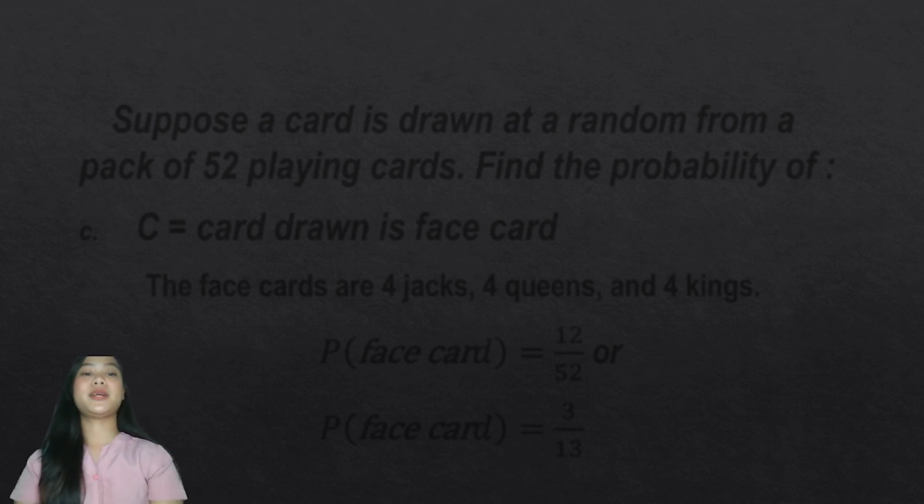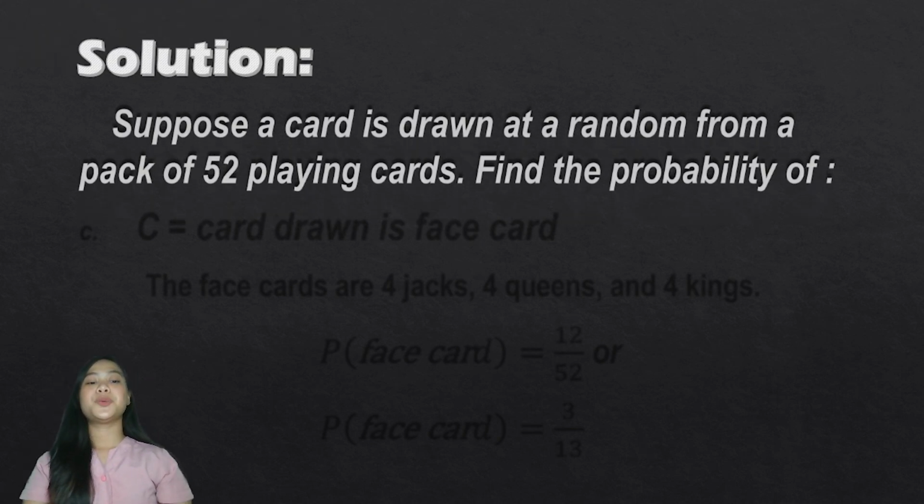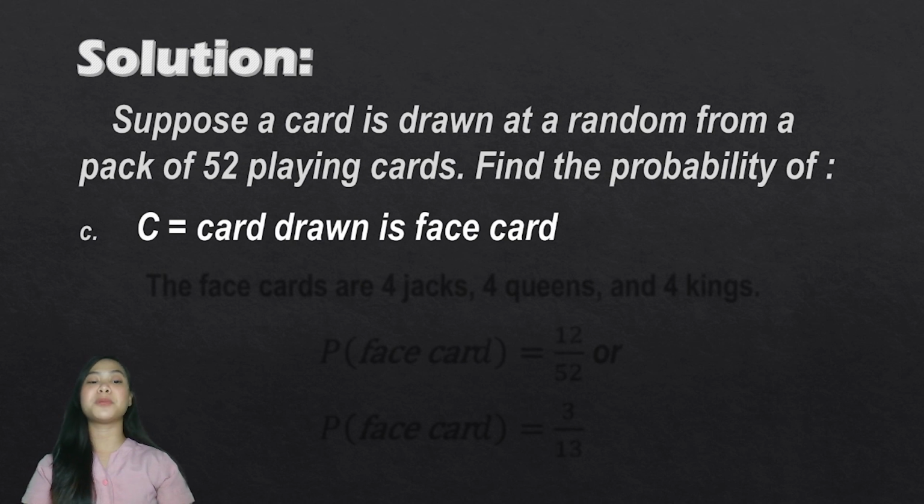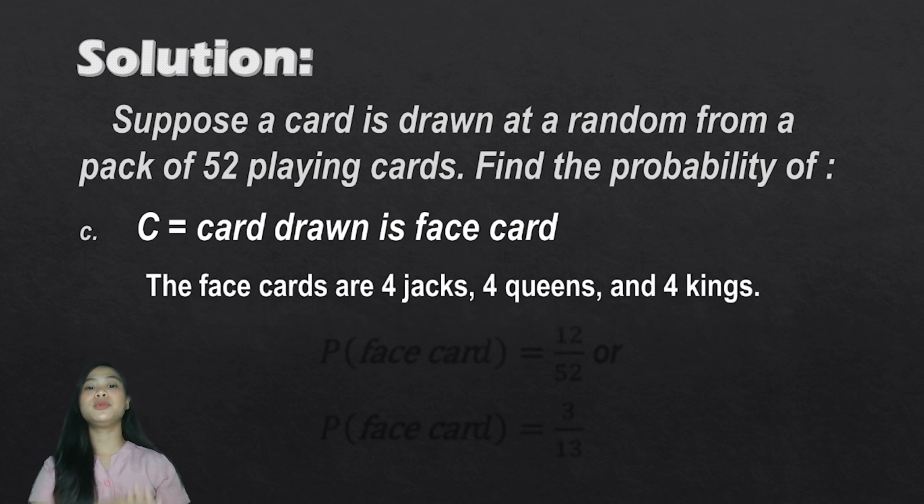And last, for this example number 2, we have to find the probability of C. That is, the card drawn is a face card. So we all know that face cards are 4 jacks, so we have 3 classifications: 4 jacks, 4 queens, 4 kings. So 4 plus 4 plus 4, that is 12. Sorry.